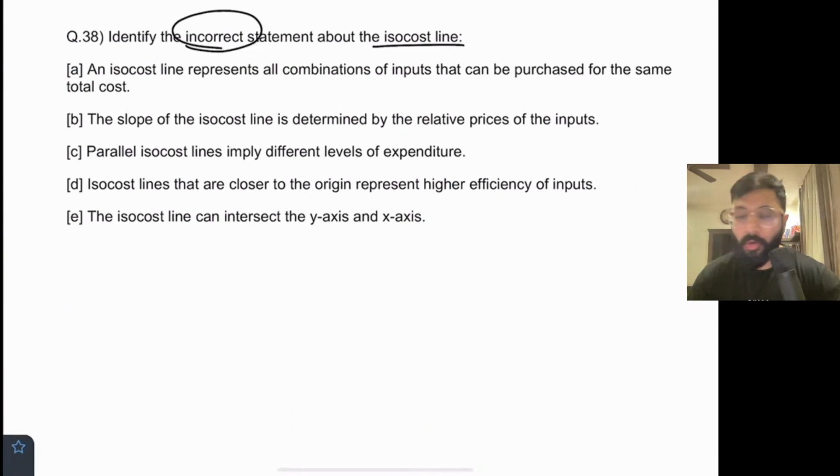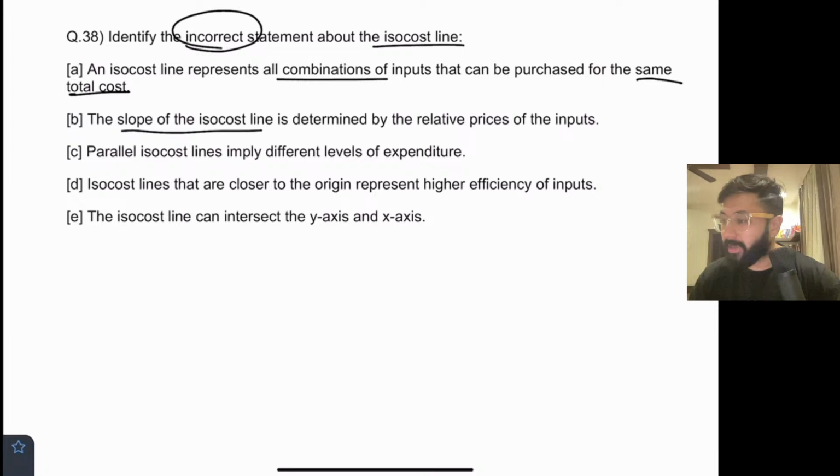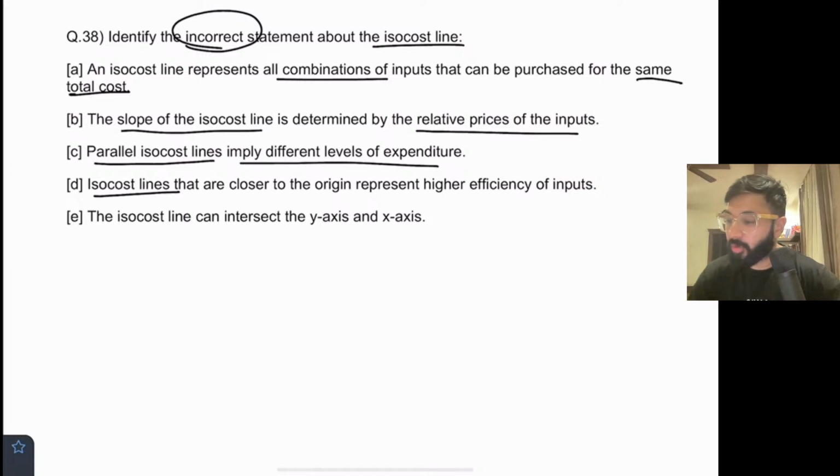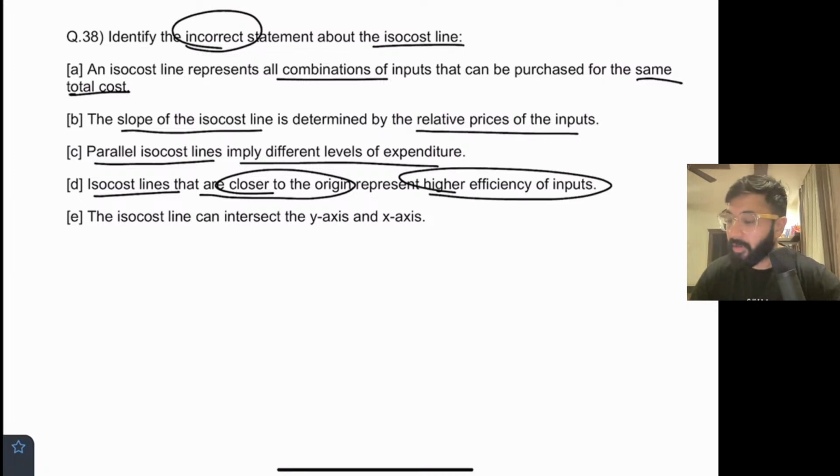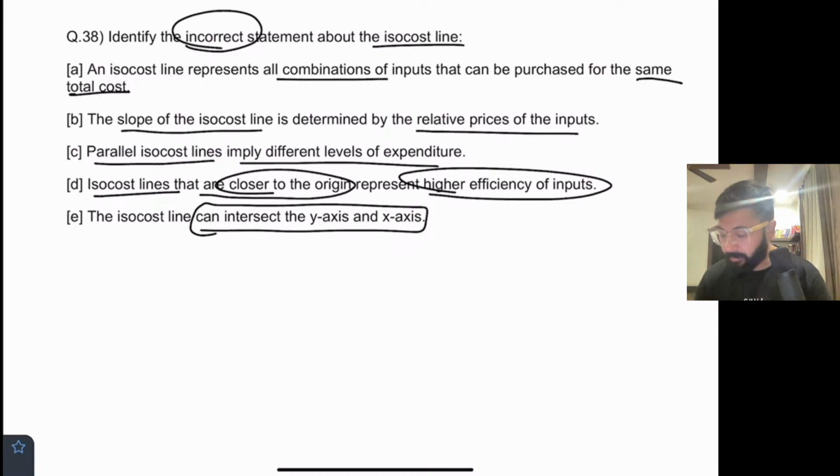Identify incorrect statement about isocost line. An isocost line represents all combination of input that can be purchased for the same total cost. Slope of isocost line is determined by relative prices of inputs. Parallel isocost line imply different levels of expenditure. Isocost lines that are closer to the origin represent higher efficiency of inputs. Isocost line can intersect y-axis and x-axis. Incorrect statement बतानी है हमको. सिंपल क्वेश्चन, आइसो कॉस्ट आपको इकोनॉमी में पढ़ाया गया है.